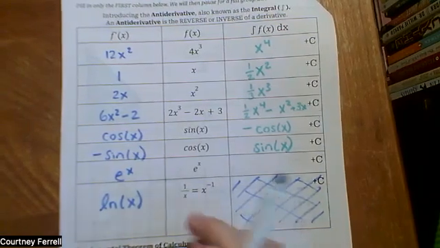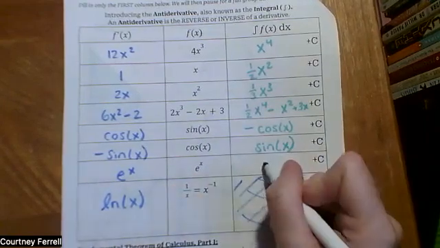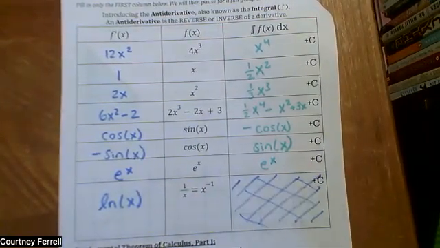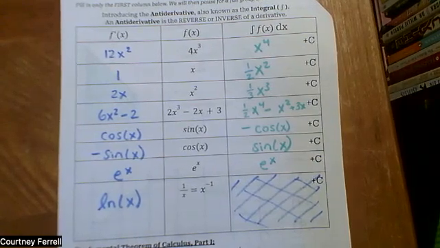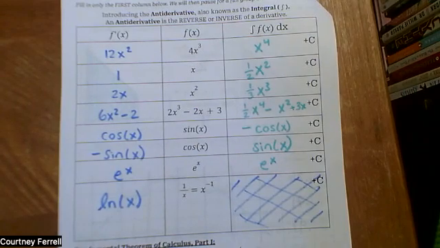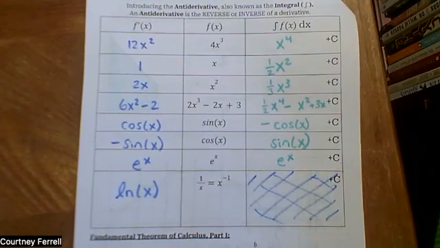Excellent. All right. The derivative of e to the x is just e to the x, so the antiderivative is also just e to the x. Okay. So that is antiderivatives, which we're going to be practicing more as we continue this packet.